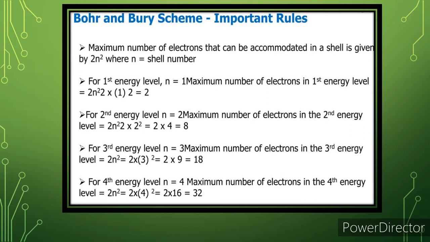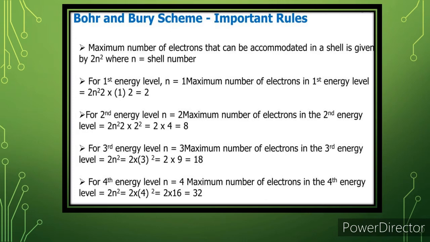So the maximum number of electrons in the first energy level is 2n², that is 2 into 1 square, which is 2. Like that, when you calculate for the second energy level, it will be 2 into 2 square. 2 2s are 4, into 2, 8. So in the second energy level, how many electrons can we accommodate? 8. And in the third, you can accommodate 18, and in the next shell it is 32.